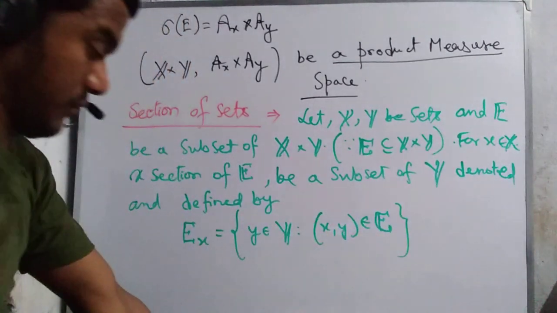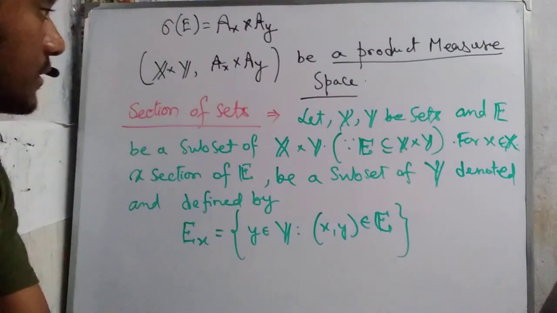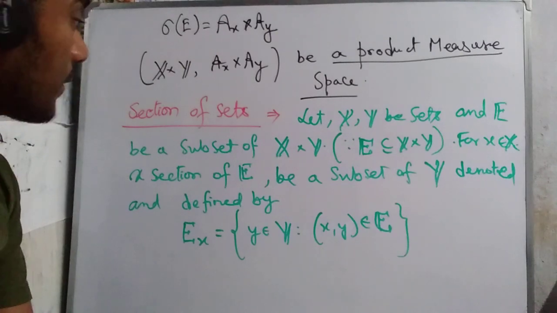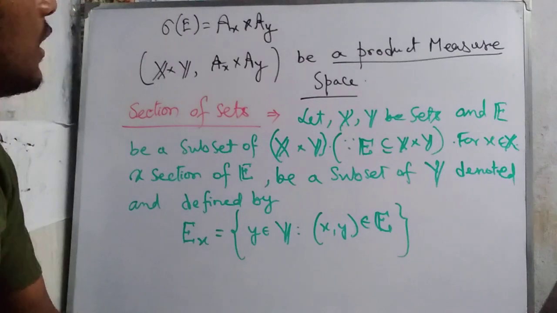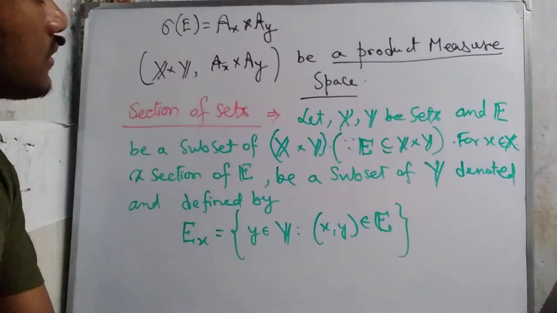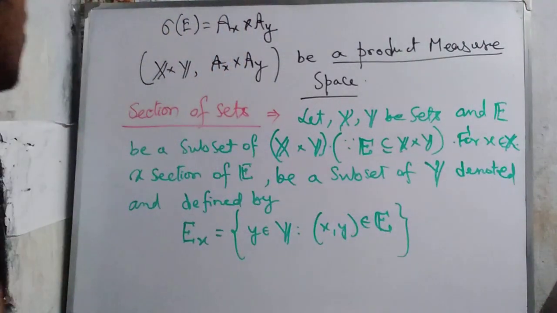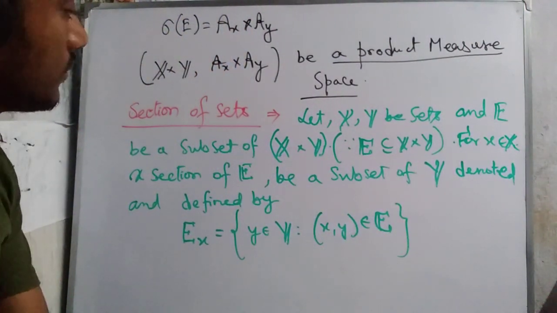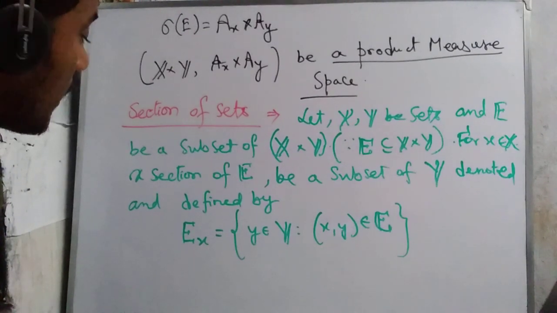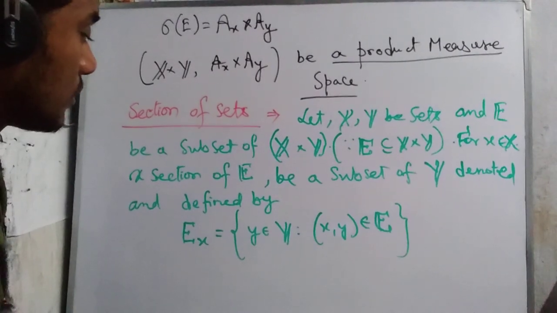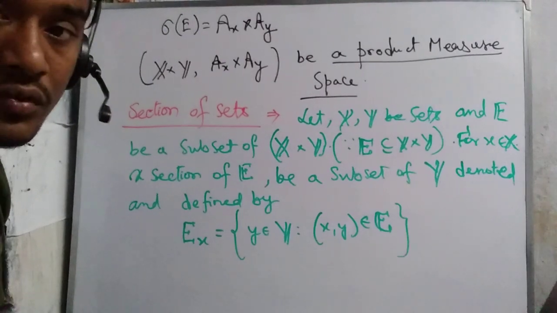Let X and Y be sets and E be a subset of X Cartesian product Y. Then for x belonging to X, the x-section of E, a subset of Y, is denoted and defined by E_x equal to the set of y belonging to Y such that (x, y) belongs to E.